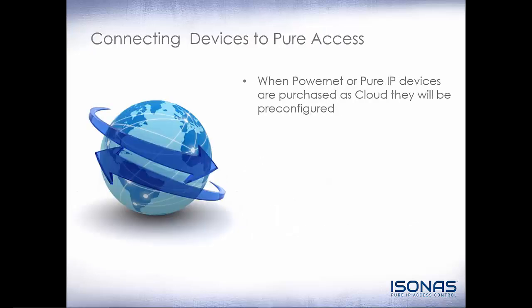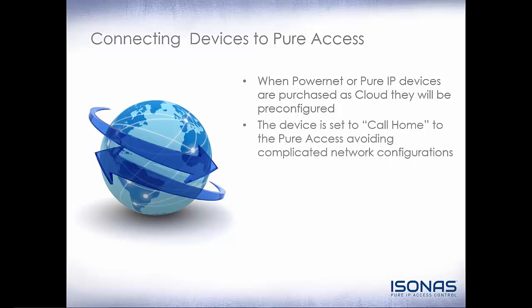So how do these devices connect to Pure Access Cloud? When a PowerNet or Pure IP device is purchased as cloud, they will already be pre-configured to reach out to our cloud hosting software. The device is basically set to call home to the Pure Access software, avoiding complicated network configurations.